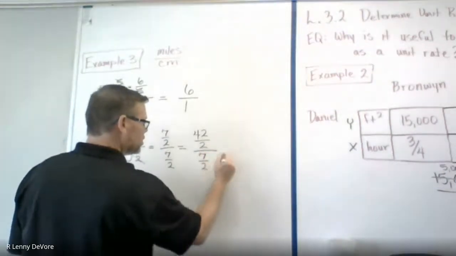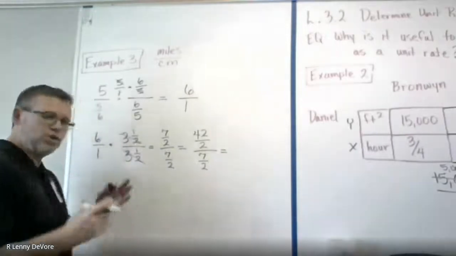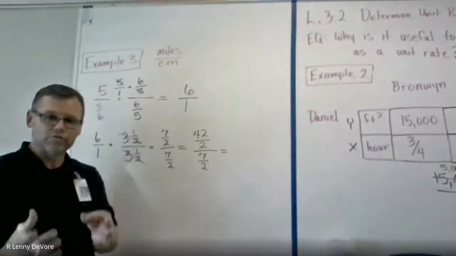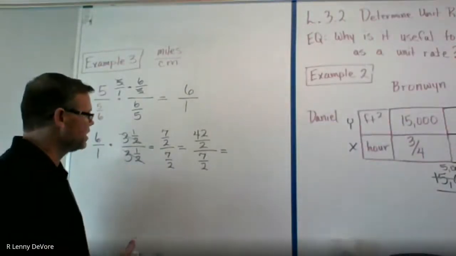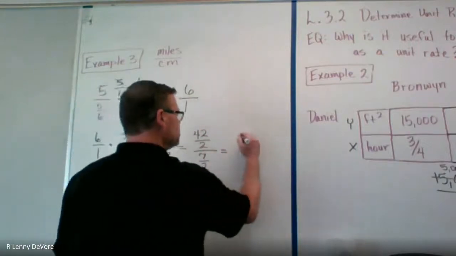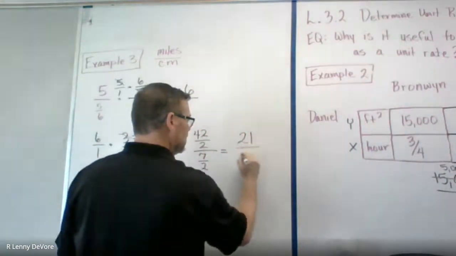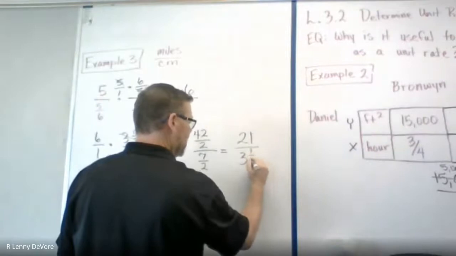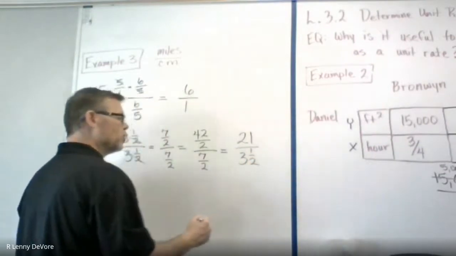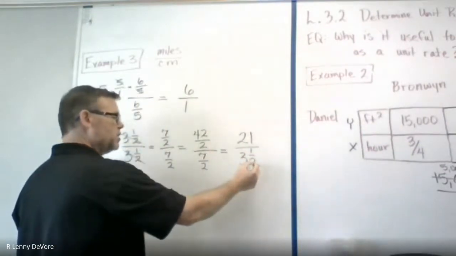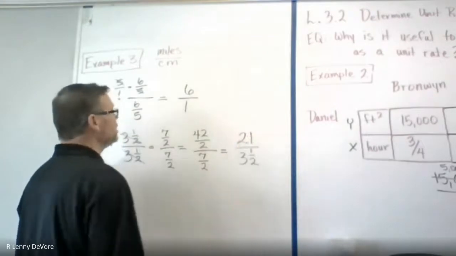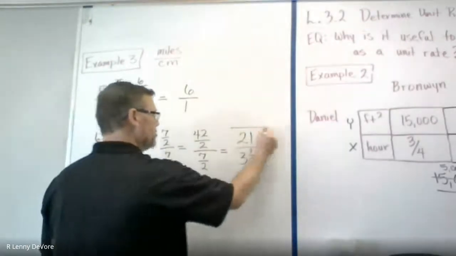Okay. Then what I'm going to do is convert both of these so we know what the rate is for 3.5 centimeters, how many miles that is. 42 divided by 2 is 21. And then put that back into 3.5. Okay. So in other words, 3.5 centimeters is 21 miles. That's how we figure that one out.